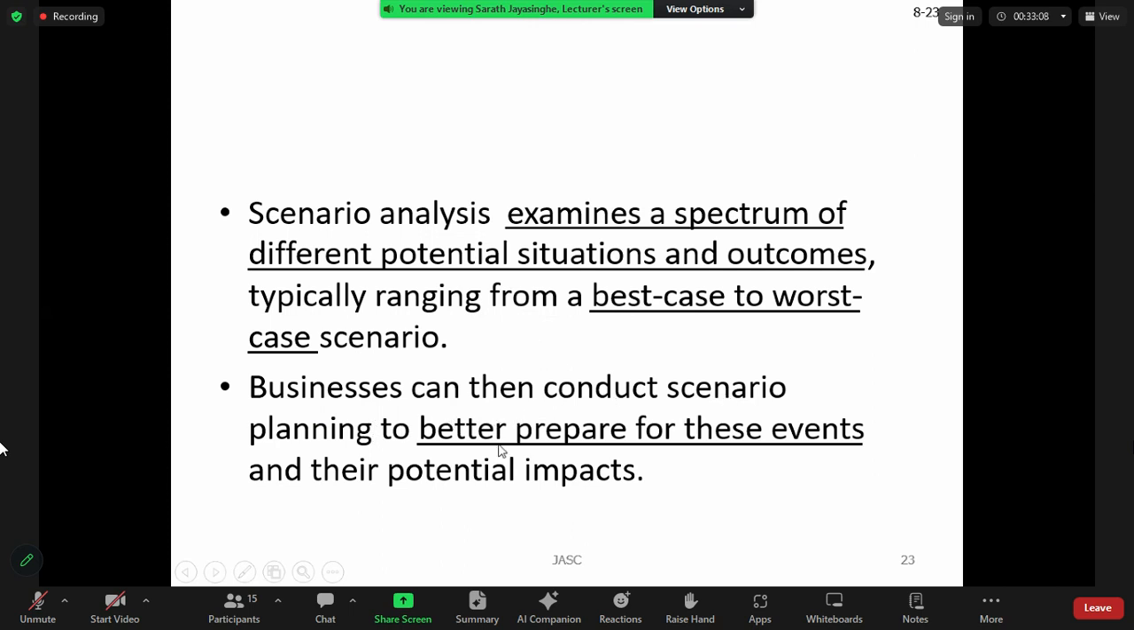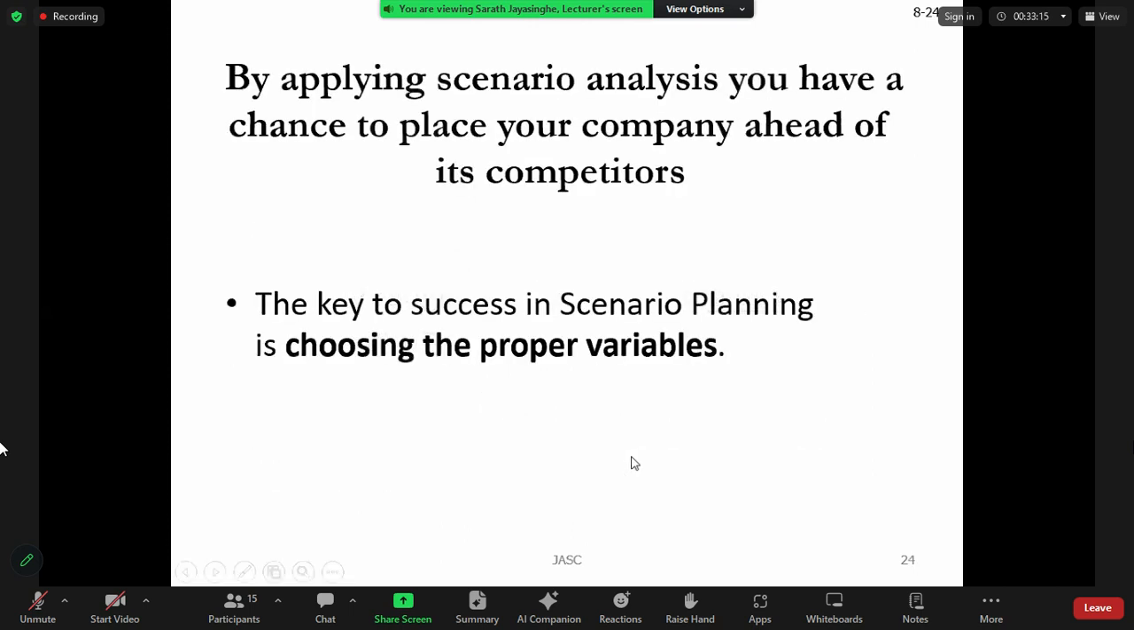Businesses can conduct scenario planning to better prepare for these events and their potential impacts. By applying scenario analysis, you have a chance to place your company ahead of its competitors. The key to success in scenario planning is choosing the proper variables. When you do the scenario analysis, you have to understand what variables you can consider, right?